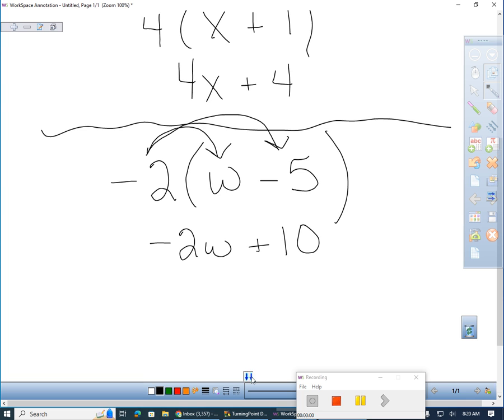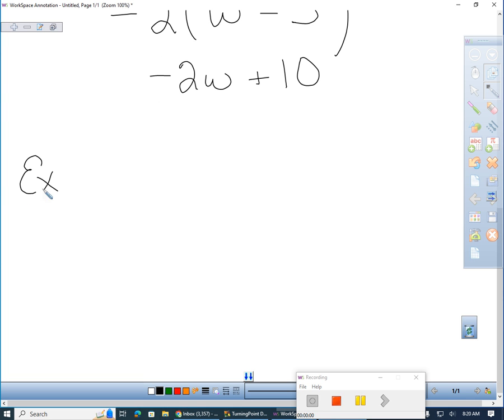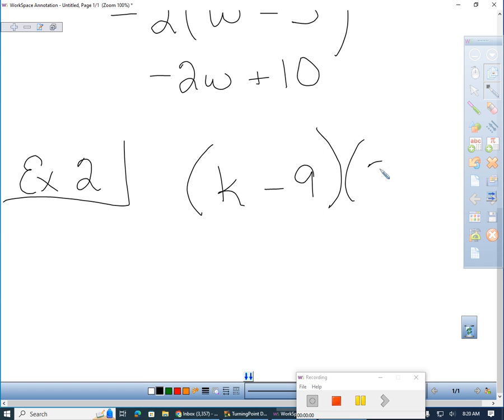Example number 2. What if you have a parenthesis with k minus 9, and then behind the parenthesis you have a 3. Does it change the fact if it's behind it or in front of it? No, it really doesn't. So what I'd like you to do is to write it in front, because that's going to make it easier for you. So instead of going backward, we're just going to write the 3 in front of the parenthesis.